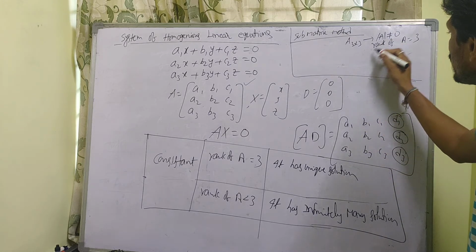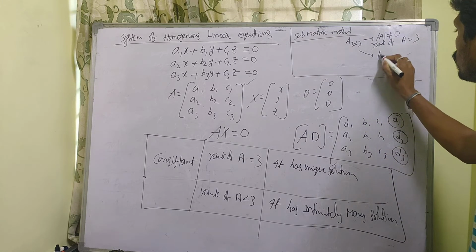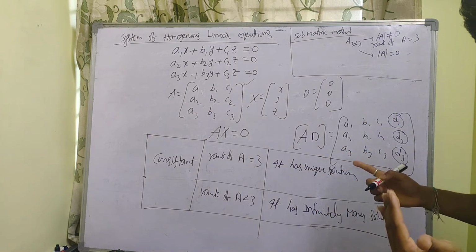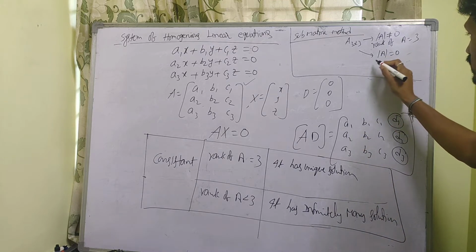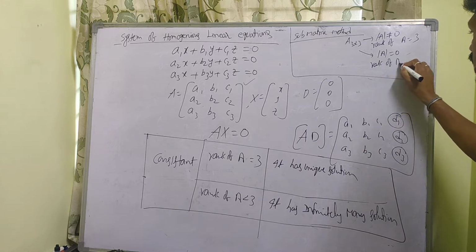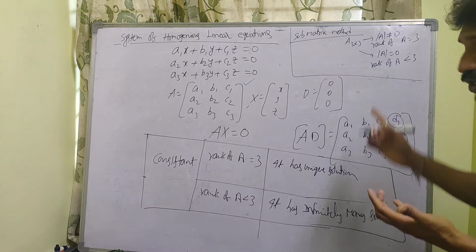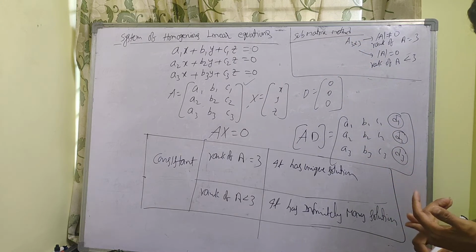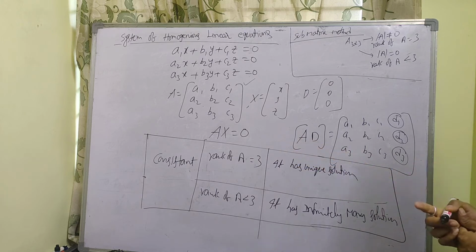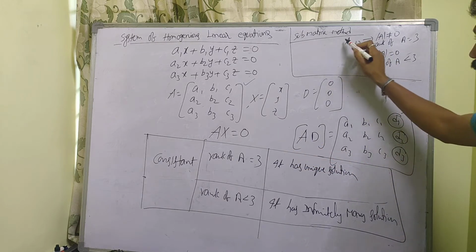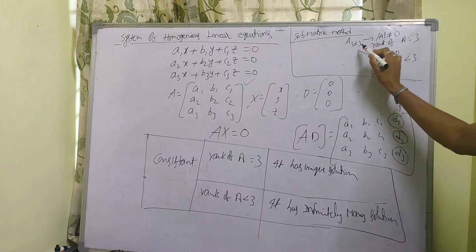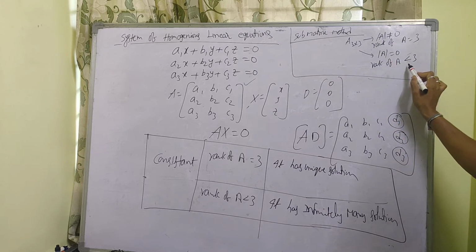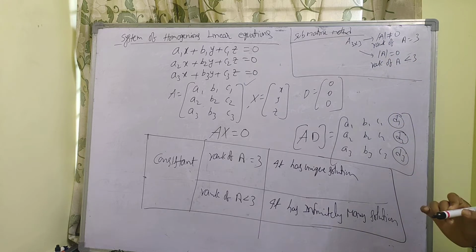Yes. If det A is equal to 0, then rank is not 3, it is less than 3. That may be 2 or 1. If it is a non-zero matrix, you get either rank 2 or 1. It depends upon the submatrices. So this is the submatrix method. Directly we can say rank of A is equal to 3 when determinant of A is not equal to 0. Rank of A is less than 3 when determinant of A is equal to 0.